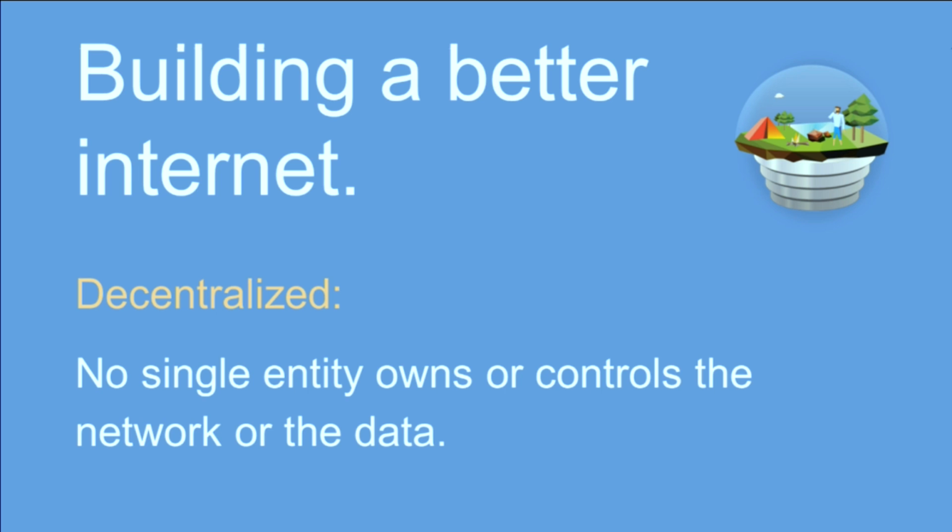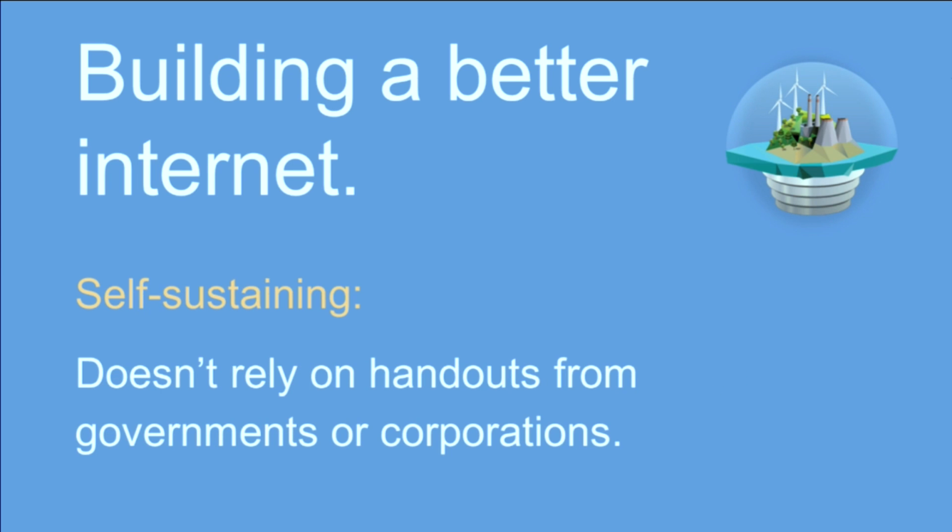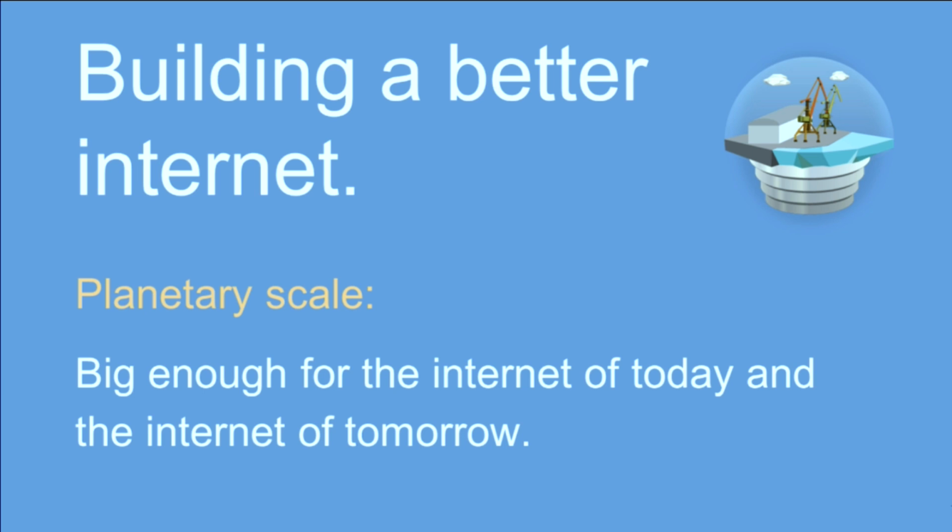So what would this better internet look like? What would the characteristics it have to be? Well, it'd have to be decentralized, so that no single entity actually owns or controls the network or the data. It has to be shared, so the resources that we actually use, the physical infrastructure and the data, is controlled and shared amongst the participants. It has to be self-sustaining. It can't rely on handouts, otherwise it could be influenced that way. And it has to be planetary scale. Efforts to do this so far with blockchains have been really interesting, but they've been smaller scale, and they will not scale up to the level that we need to actually make this work on a planetary level.